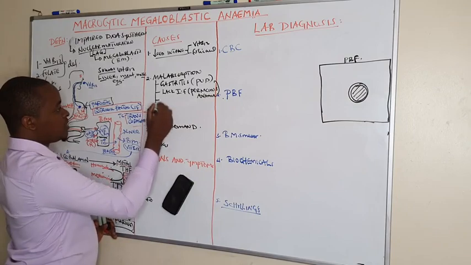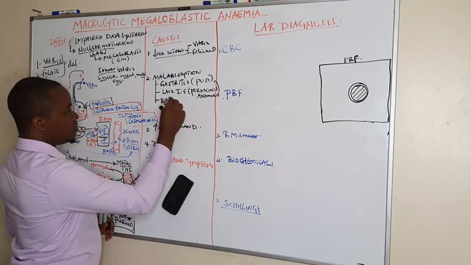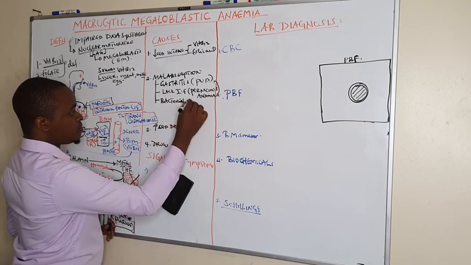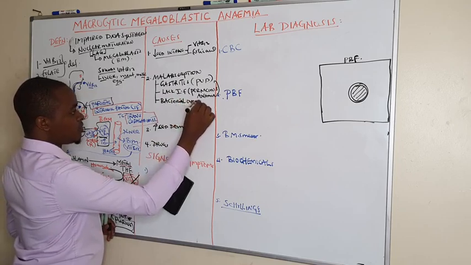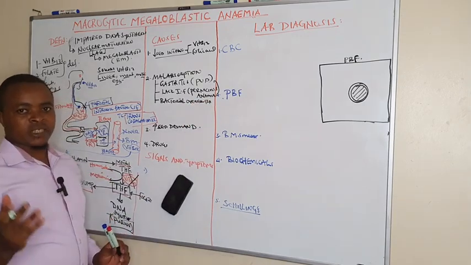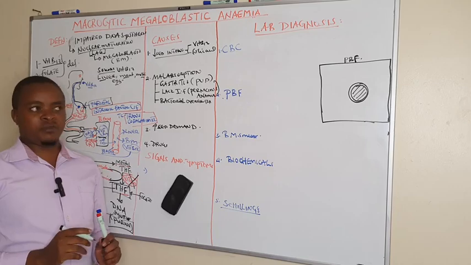Another thing we can see is increased bacterial overgrowth. Bacterial overgrowth in the ileum, in the GIT. And this bacterial overgrowth brings about competition for the vitamin B12. So you find you're competing with the bacteria for utilization of vitamin B12.